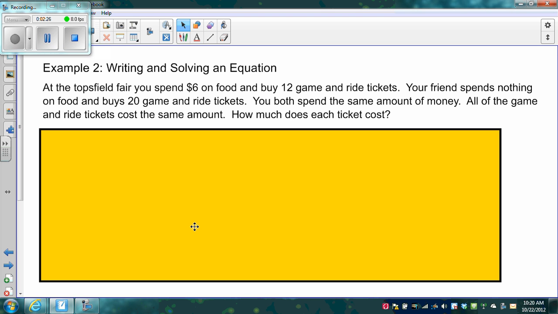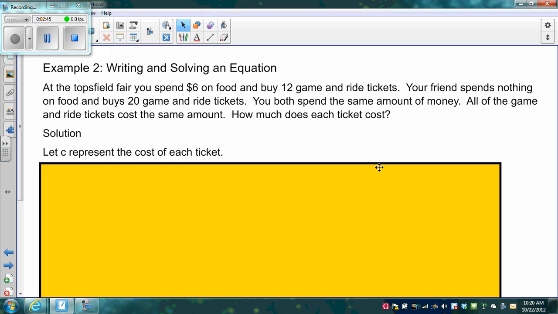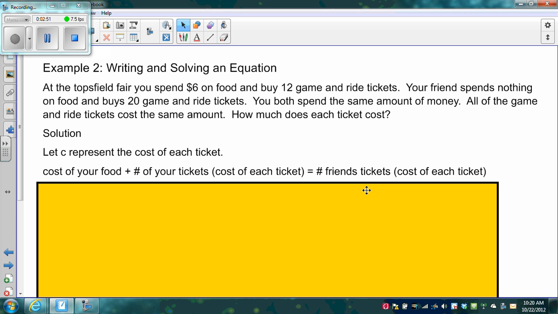So all of the game and ride tickets cost the same amount. So each ticket is the same cost. And I want you to figure out how much each ticket costs. In this case, if you know you spent the same as your friend, you can put what you bought on one side and what he bought on the other. So we're going to let C represent the cost of each ticket. You can pick any variable you want as long as you keep it consistent.